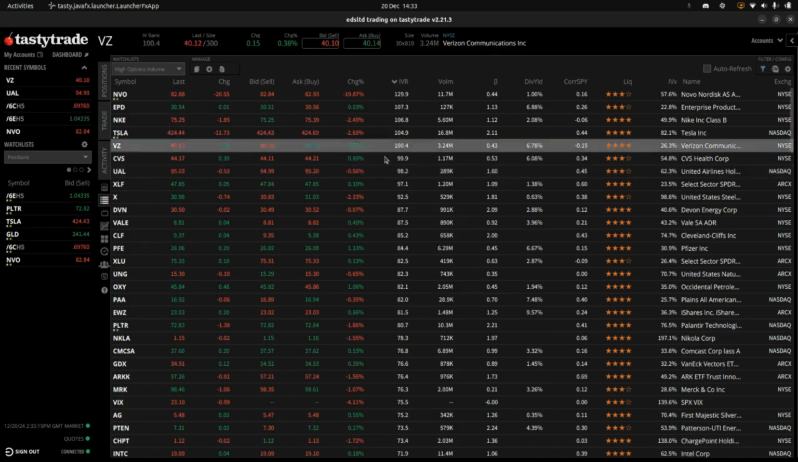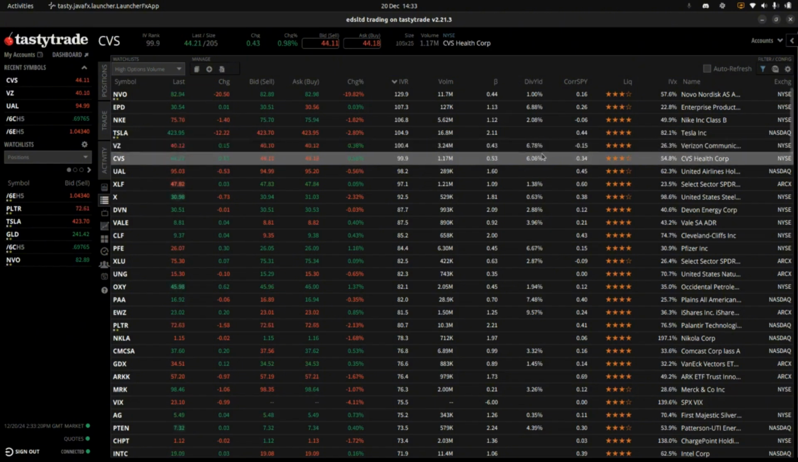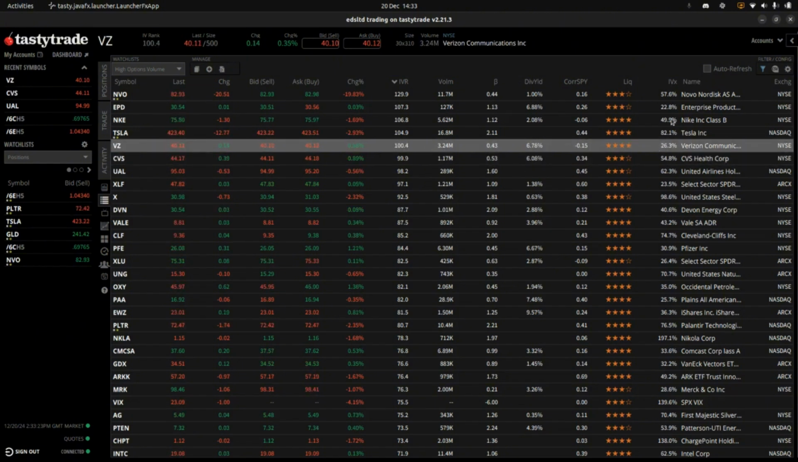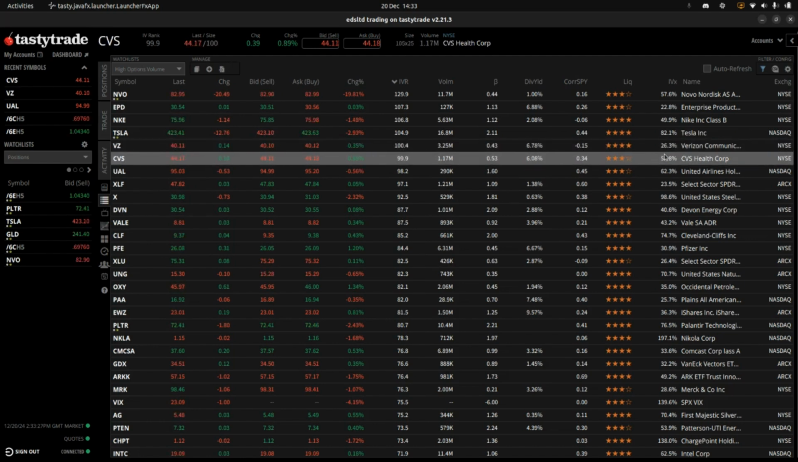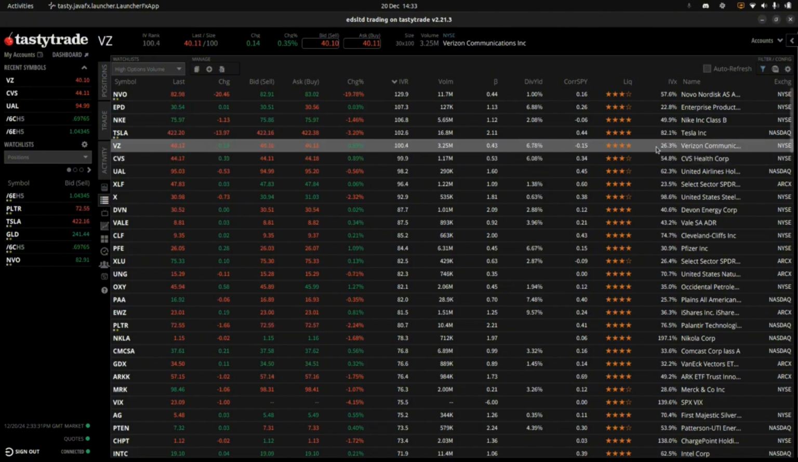We've got VZ and CVS, right? They both have a very, very similar IV rank, basically the same. However, the absolute implied volatility level is 26.3% and 54%. So it's almost double. CVS's IV is almost double VZ. However, the IV ranks are basically the same.